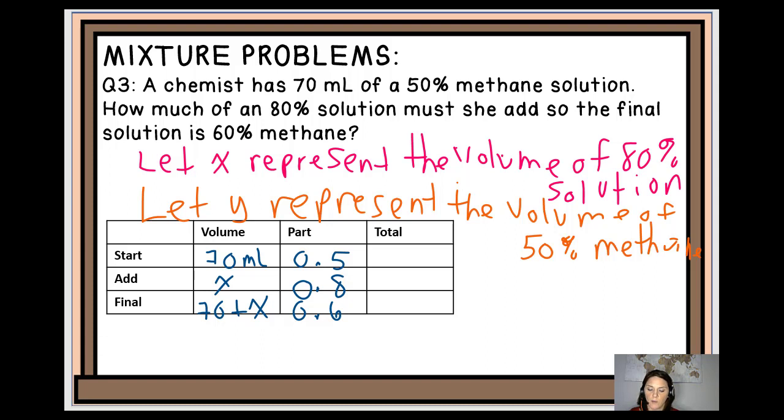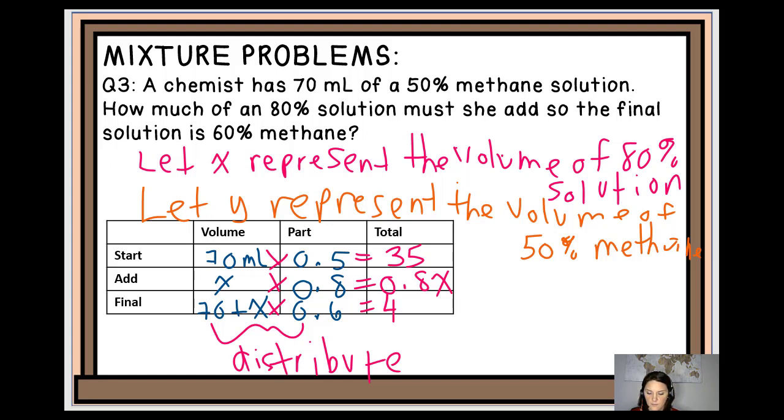Then just like before, we're going to multiply those columns together to get our total. So 70 times 0.5 is 35. 0.8 times x is 0.8x. We need to make sure we use the distributive property for 70 plus x times 0.6. So 70 times 0.6 is 42, and 0.6 times x is 0.6x. Again, we're going to use our last column to come up with our equations.